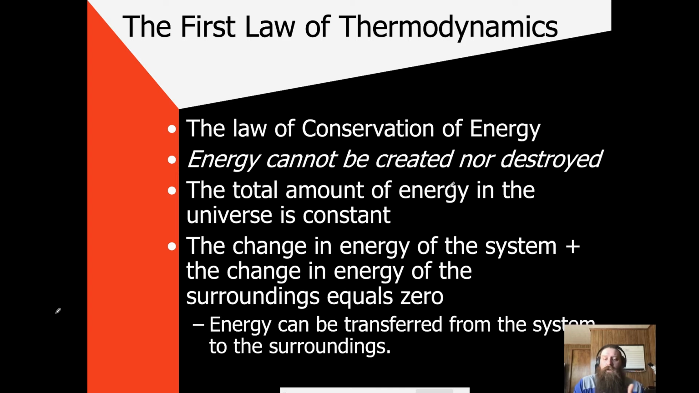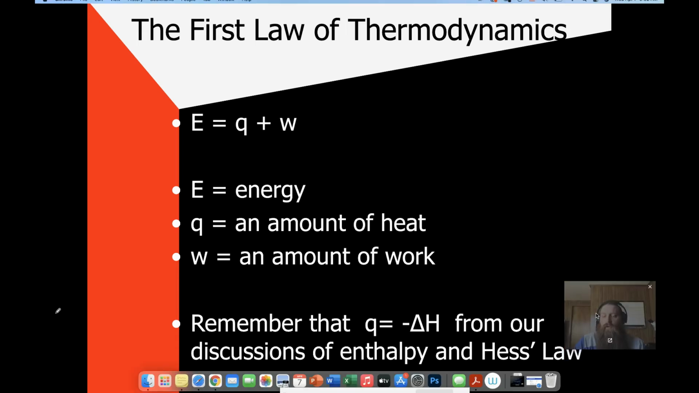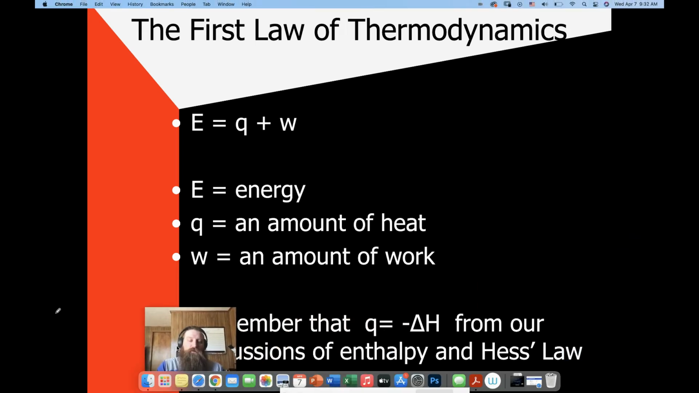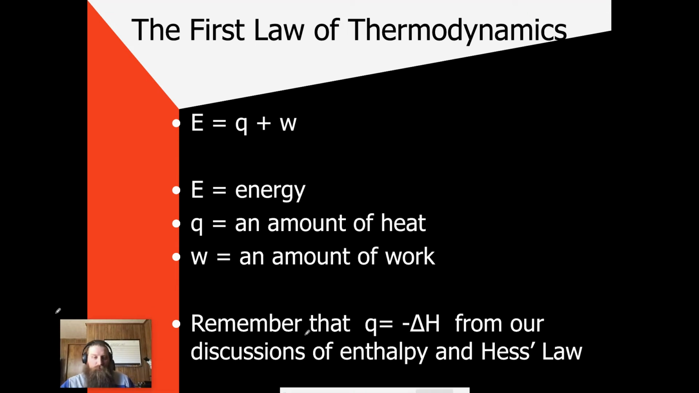Well, that means that we can transfer energy from the system to the surroundings, or we can transfer energy from the surroundings to the system, but we can't create new energy, right? We can only move energy around. Now, the math behind the first law looks like this: E equals Q plus W. E is energy, Q is heat. It's the exact same Q that we saw in Q equals mc delta T in specific heat, or Q equals negative delta H with enthalpy. And w, lowercase w here, is an amount of work. Remember that Q can equal negative delta H, from our discussions of enthalpy and Hess's law. Just kind of keep that in mind.